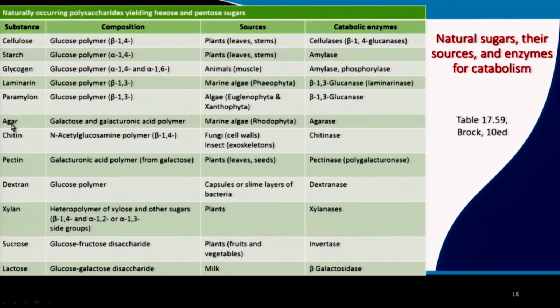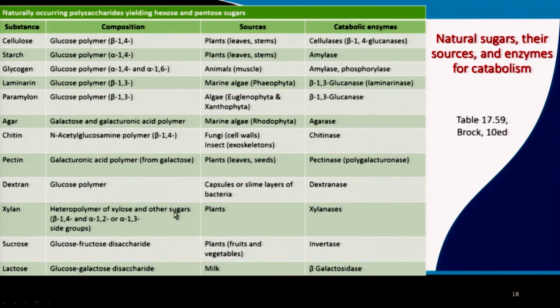Okay, so here you can see agar, which comes from marine algae, Rhodophyta. The catabolic enzyme is agarase. Then you have chitin. Chitin comes from the cell walls of certain specific fungi, or it's part of the exoskeletons of insects, and the enzyme that helps to break down chitin is chitinase. In case of pectin, pectin comes from plants, the leaves and seeds of plants, and the enzyme that breaks it down is called pectinase. Dextran, which is a polymer of glucose and is part of the capsules or slime layers of the bacteria, can be broken down by an enzyme called dextranase.